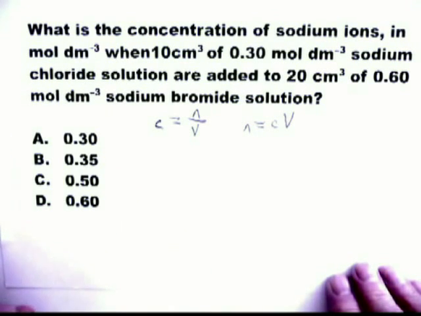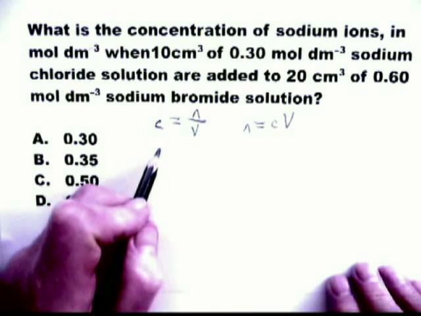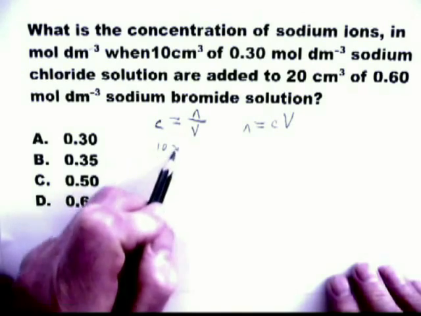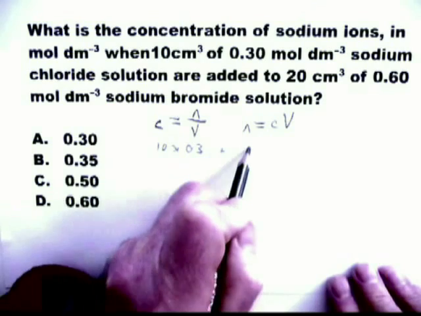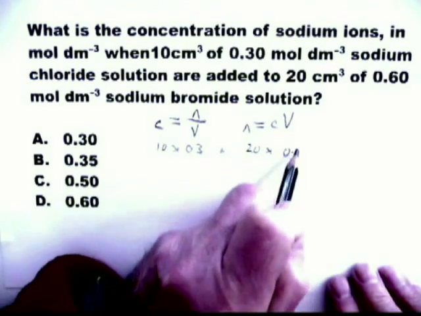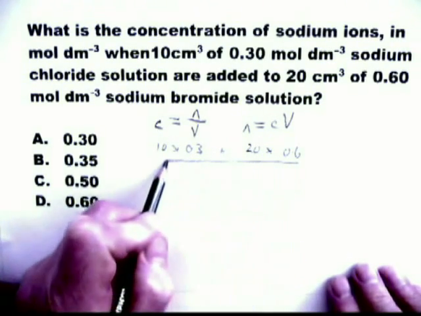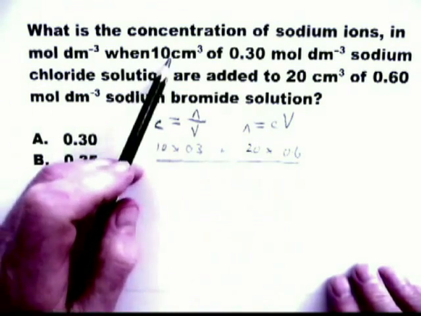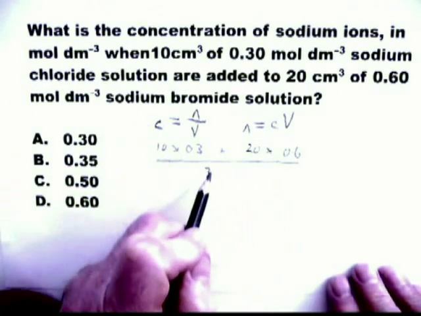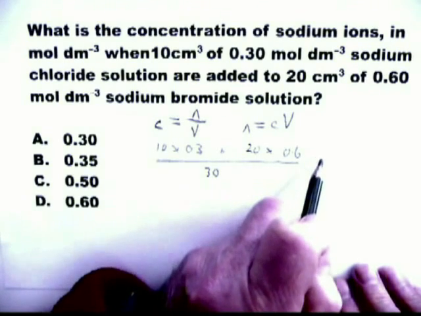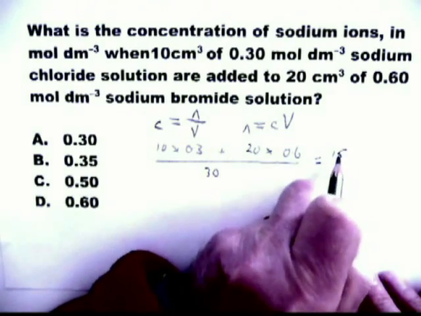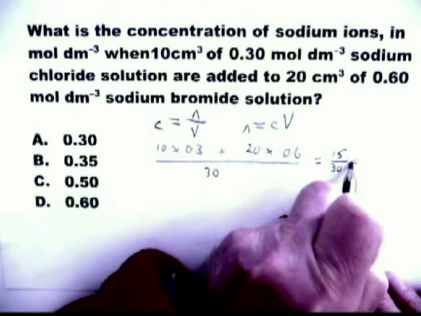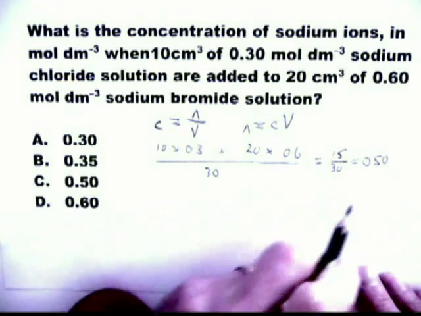Now I'm going to use the simplified version as discussed before. I'm not going to introduce thousands. I'm simply going to do 10 times 0.3 plus 20 times 0.6, divided by the total volume, which is 10 plus 20 equals 30. That comes to 15 over 30, which is 0.5. And so C is the answer.